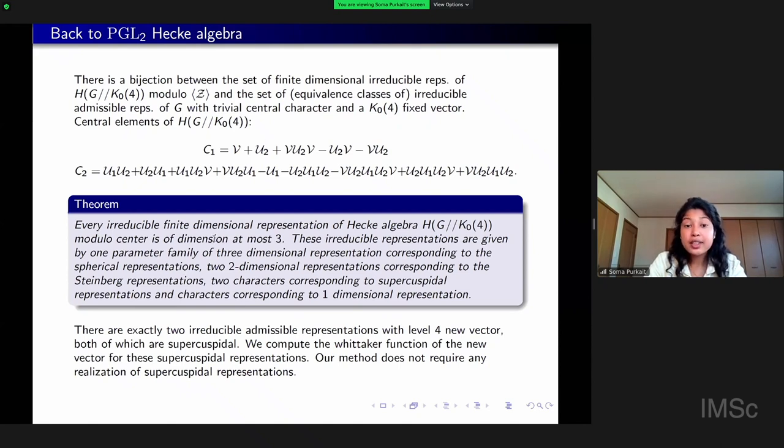So we show that the irreducible finite dimensional representation of this Hecke algebra is of dimension at most 3. We have a one parameter family of three dimensional representations, which precisely corresponds to the spherical representations; a two dimensional representation corresponding to the Steinberg representation; and two characters corresponding to supercuspidal representations. The other characters correspond to one dimensional representations.